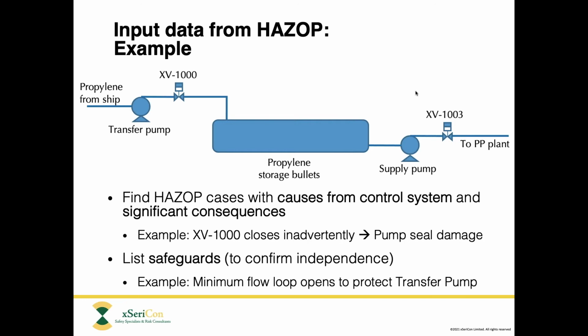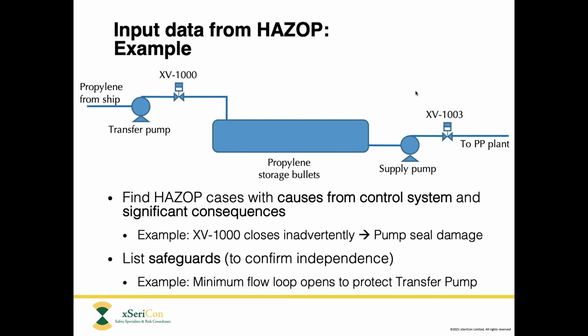So we need to know what type of cause it is. The second thing we need to know is what the ultimate consequences are, assuming no safeguards apply. In that case, that's a potential propylene leak and fire. And the third thing we need to know is what safeguards were identified for this case.